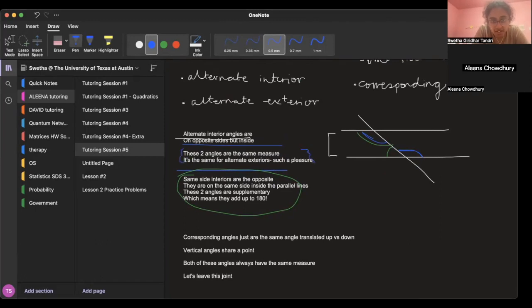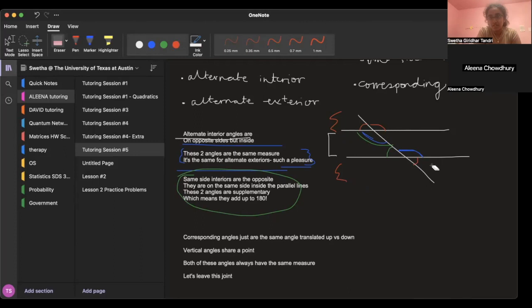It's the same for alternate exteriors. Alternate exterior angles are on opposite sides. I might do alternate exterior angles in a different color. So alternate exteriors are these. They're on opposite sides, but they're outside, because this area right here is outside the parallel lines. With this knowledge, what would the other pair of alternate exterior angles be? On the other side, on the outside but opposite. Yeah, these two right here. These two will always have the same measure, alternate interiors and alternate exteriors.